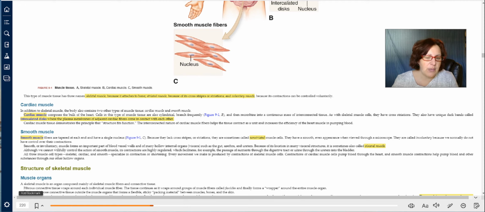So now we know which ones are voluntary, which ones aren't, which ones have striations, which ones don't, and what the 3 names are. I could think of probably 10 different test questions on just the small amount that we've covered so far.